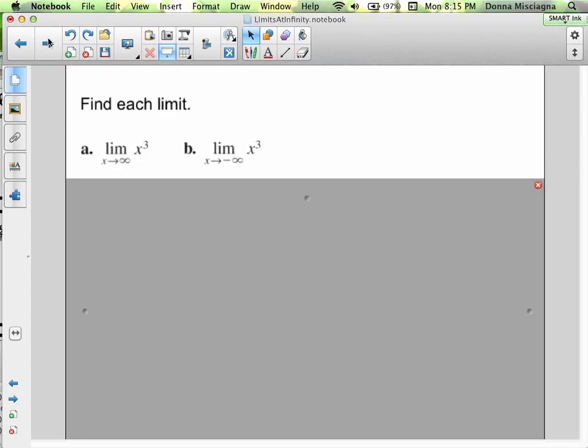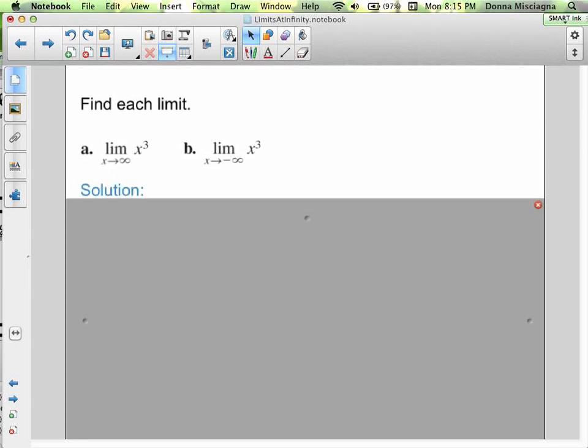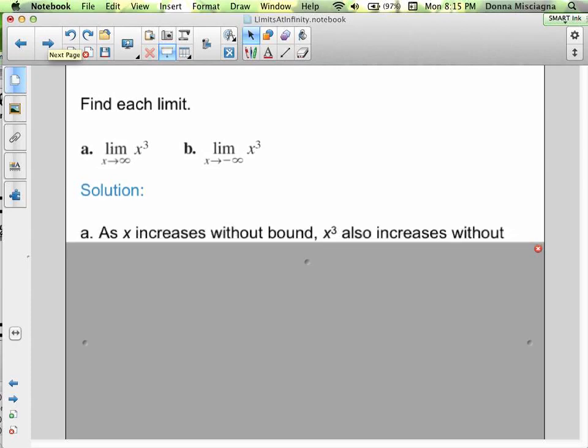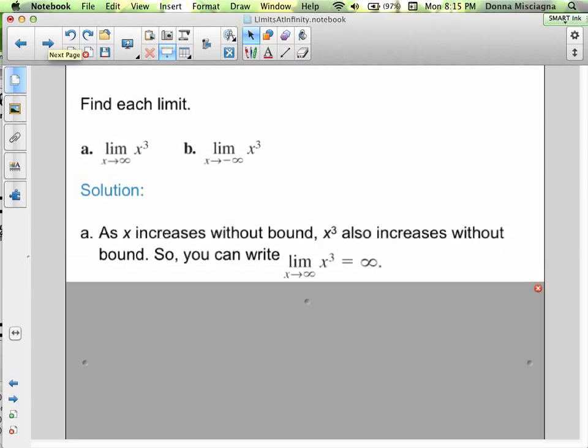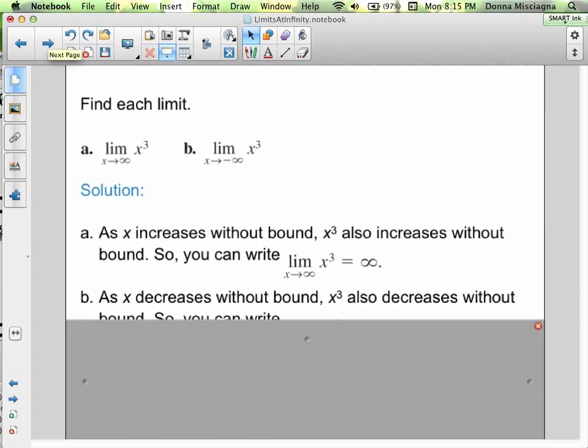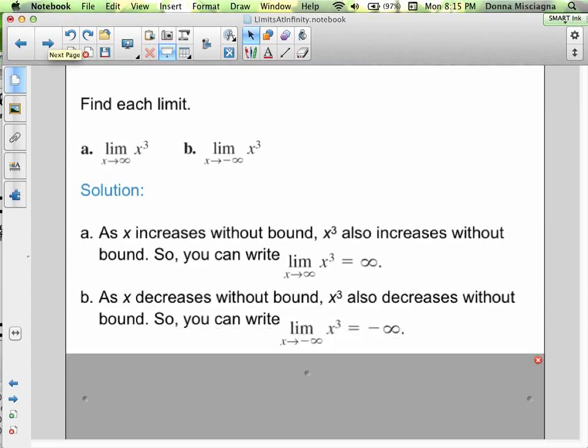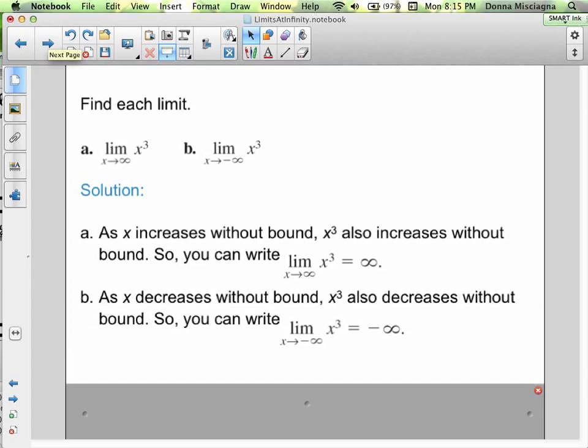Right, so let's find each limit here. We're going to take the limit of x cubed as x approaches infinity, and the limit of x cubed as x approaches negative infinity. As x increases without bound, x cubed also increases without bound. So you can write the limit of x cubed as x approaches infinity is infinity. These ones I think are in the notes. As x decreases without bound, x cubed also decreases without bound. So you could write the limit of x cubed as x approaches negative infinity is negative infinity.